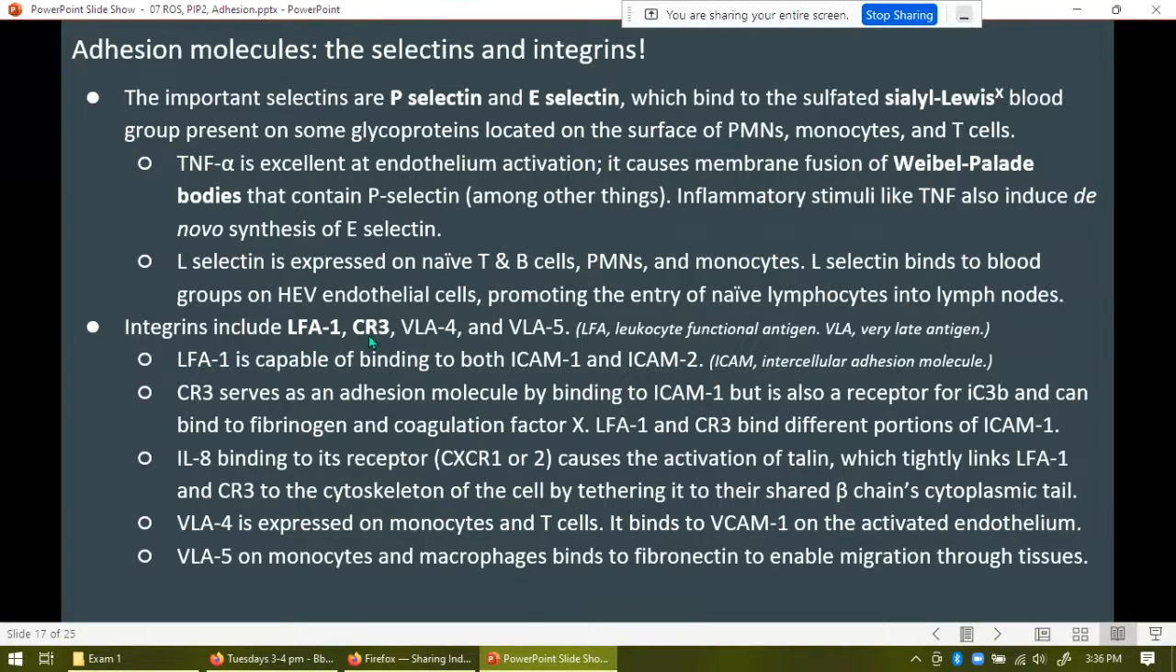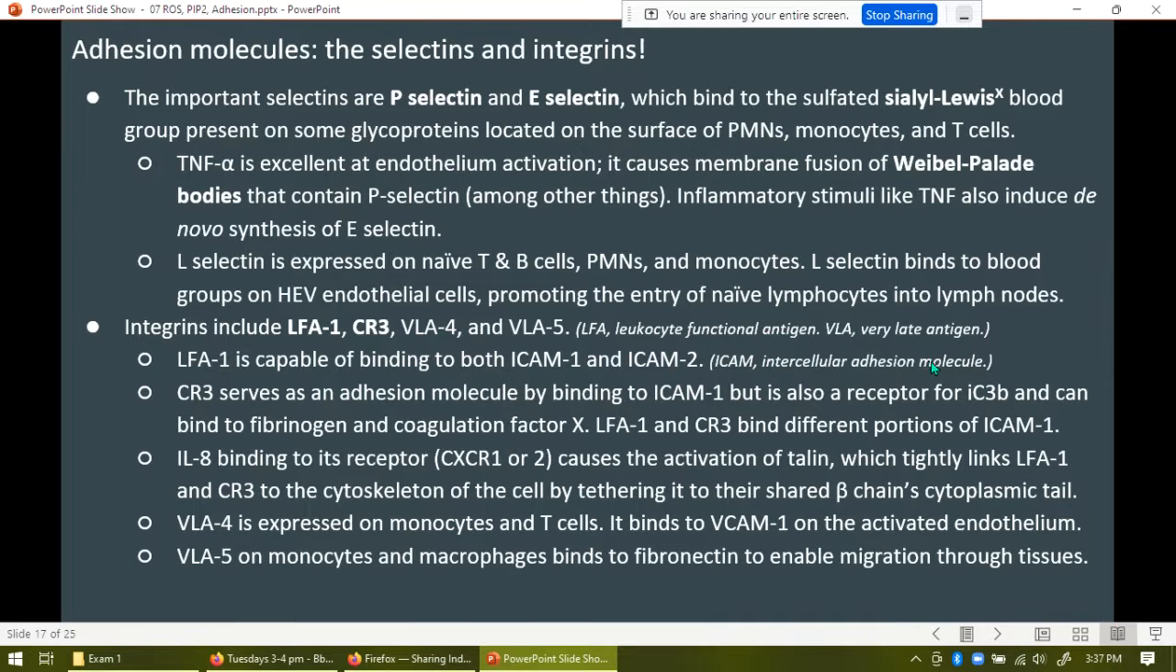The integrins that you're going to want to know: LFA1 and CR3 are the two important ones. There's also VLA4 and VLA5. LFA stands for leukocyte functional antigen, so you can imagine that this one is expressed on leukocytes, right? Neutrophils, monocytes, T cells. VLA, very late antigen. And complement receptor 3 is actually an integrin. Not only is it a receptor for complement, but it's also an adhesion molecule. So LFA1, it binds to both ICAM1 and ICAM2.